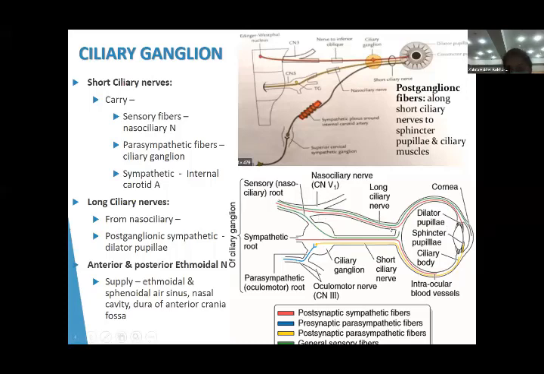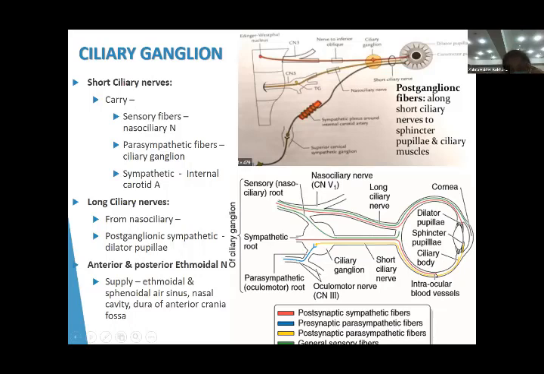Now let us come to the long ciliary nerves. These are the long ciliary nerves, carrying sensory fibers. They travel as a branch of the nasociliary nerve. They also carry postganglionic sympathetic nerve fibers. The postganglionic sympathetic fibers going through the long ciliary go and supply the dilator pupillae. And the postganglionic sympathetic fibers going through the short ciliary go and supply the intraocular blood vessels.